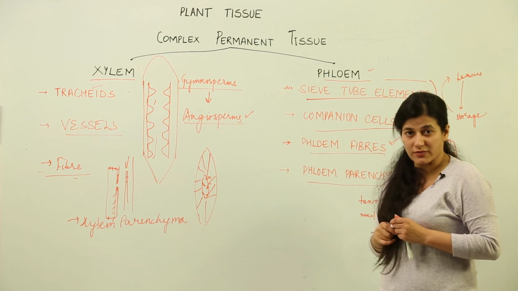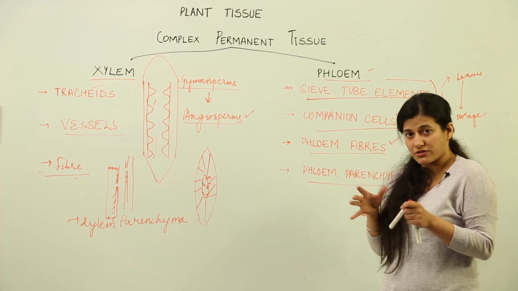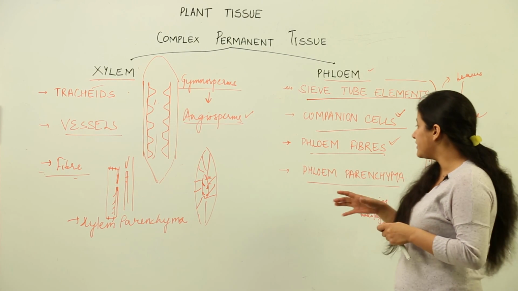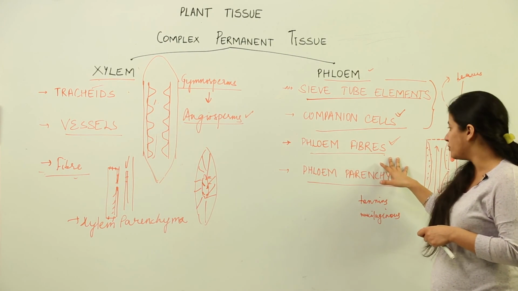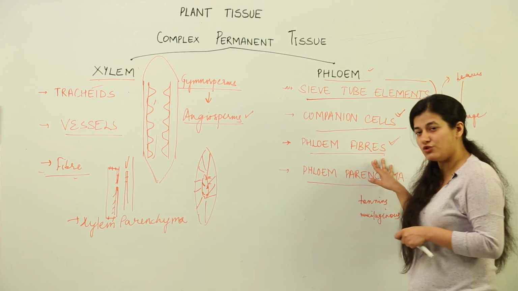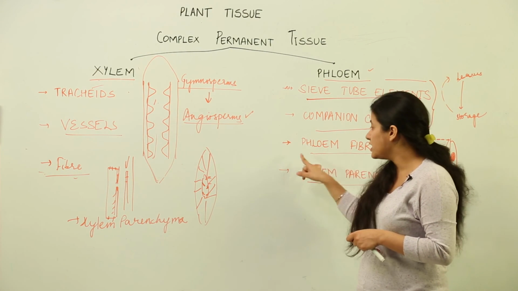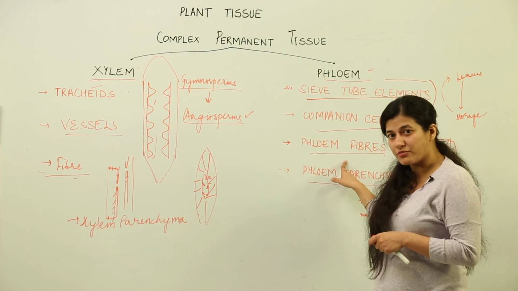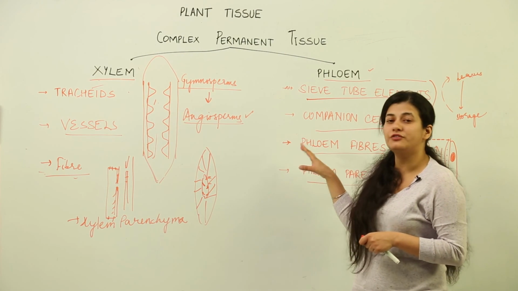Xylem fibers do not have much economic importance because they are restricted to the trunk itself, but phloem fibers have a lot of economic importance. You might have heard about flax, you might have heard about jute fibers. They are nothing but the phloem fibers which form the bulk of the plant body.